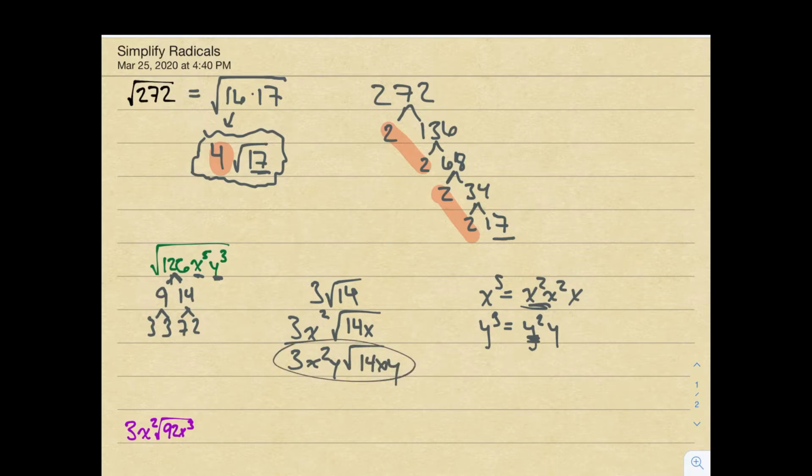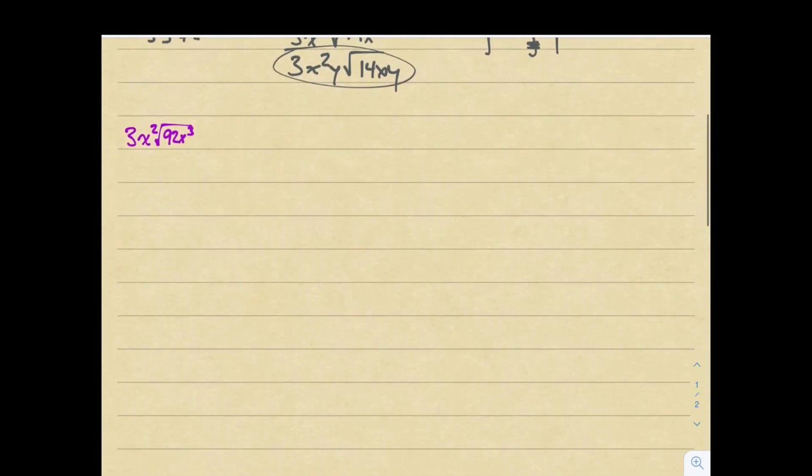Alright, last one. Now not only do I have something inside the square root, but we're already starting with something outside. We've got 3x squared times the square root of 92x cubed. So I'm just going to ignore that 3x squared for the moment. Let's just simplify that square root of 92x cubed the way we already had.